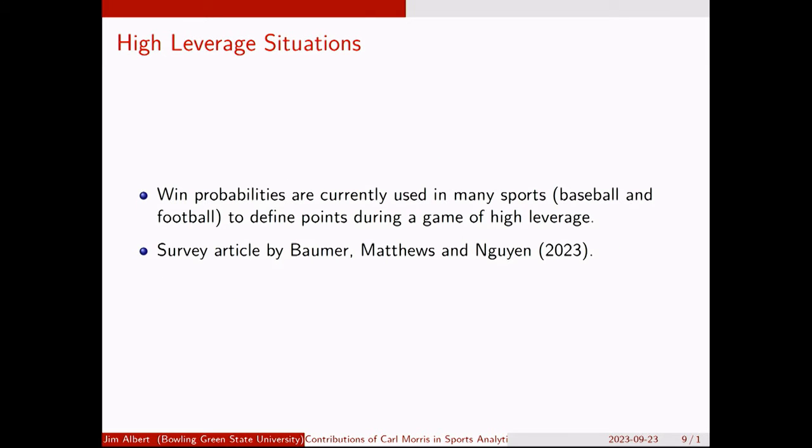Now we talk about high leverage situations. So now we talk about the probability of winning a game or a match or something. And so all sports now talk about win probabilities, okay? And by using that, we can identify points of high leverage. So this is really an outgrowth of what Carl was doing in tennis. And there's a nice review article by Bolmer, Matthews, and Nguyen, which talks about the use of win probabilities in different sports.